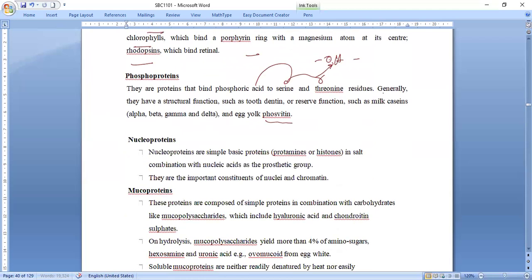And nucleoproteins are the simple basic proteins, which are the protamines and histones. These are in combination with salt and contain nucleic acid as the prosthetic group. These are the main important constituents of the chromatin structure and are called nucleoproteins.